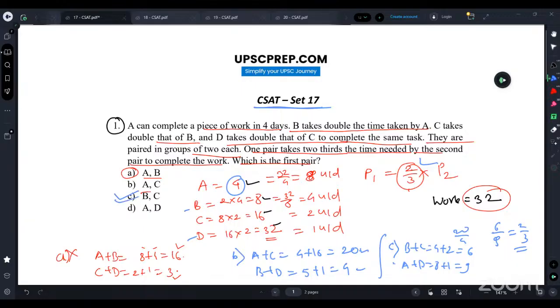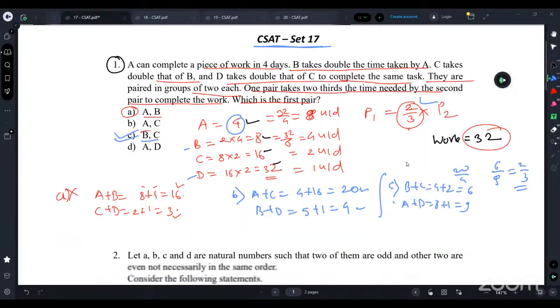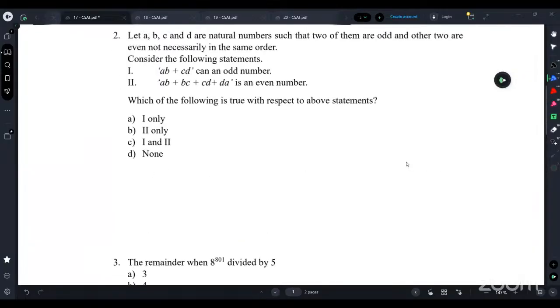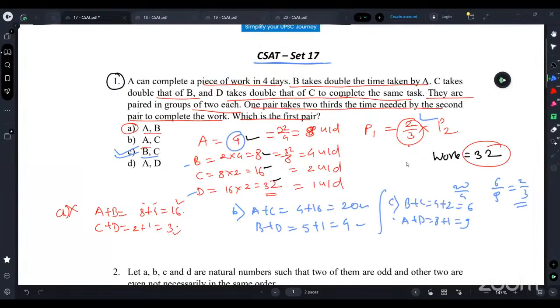So basically, the first pair B and C will take 2/3 of the time compared to this, right? Oh, sorry. We have to find out the reverse ratio, right? So basically what we have to do in this case is, this is the work unit they are having right now.